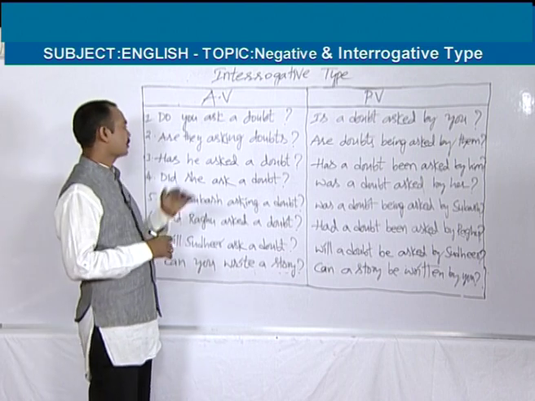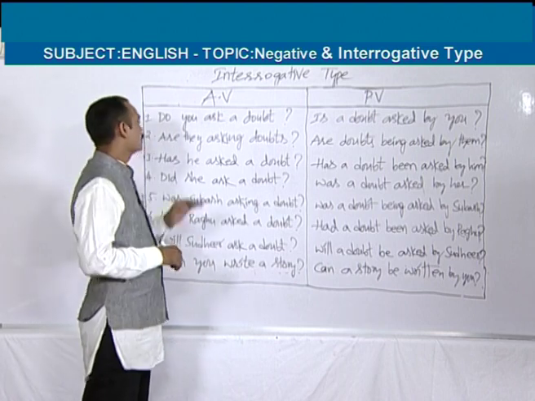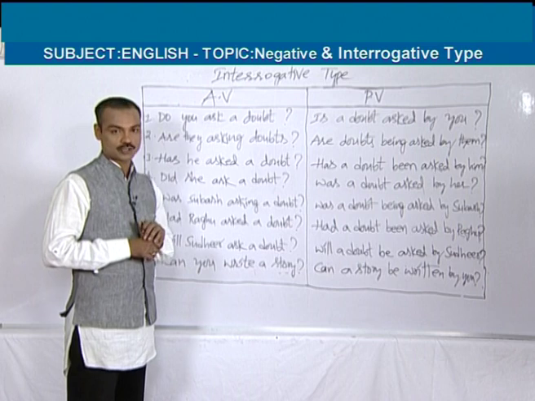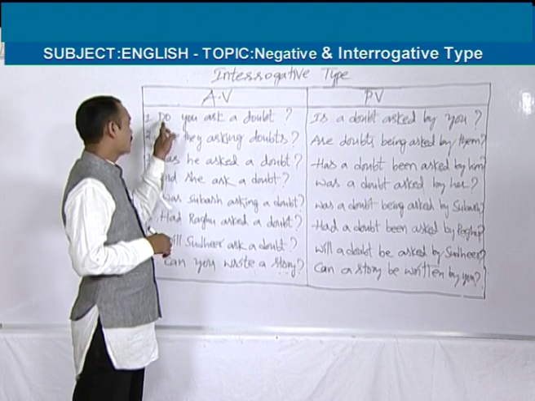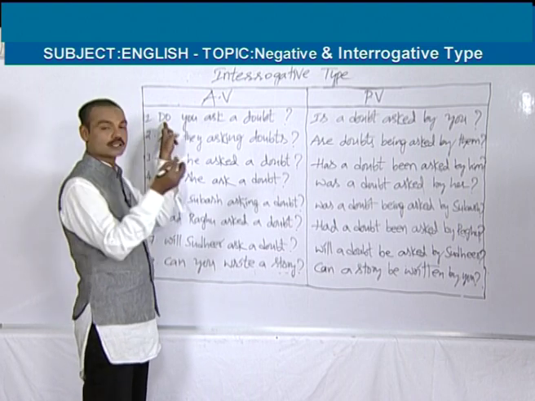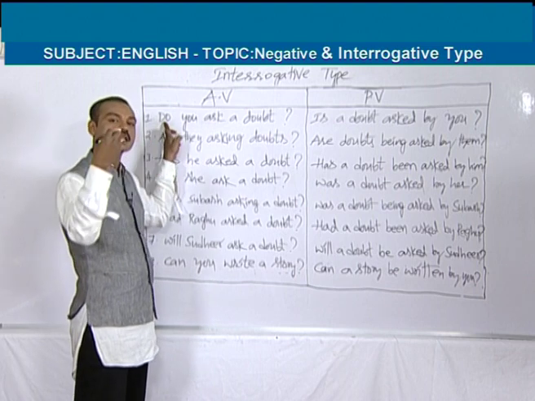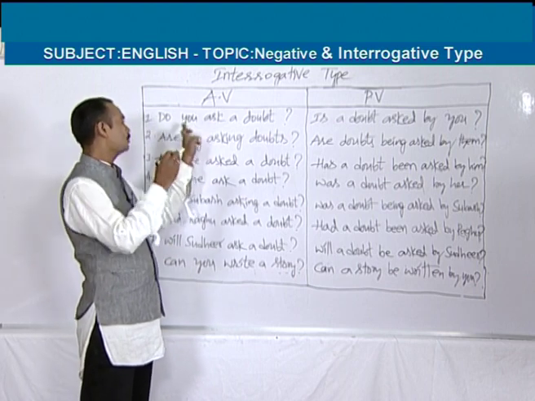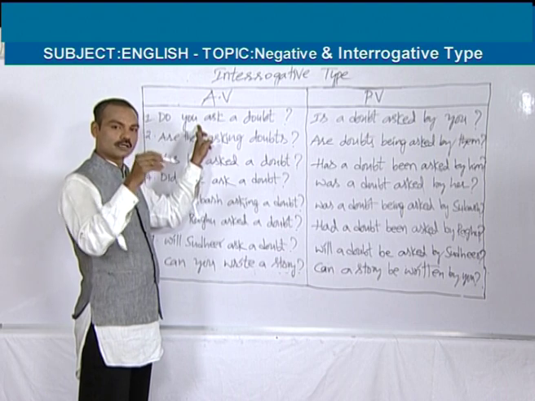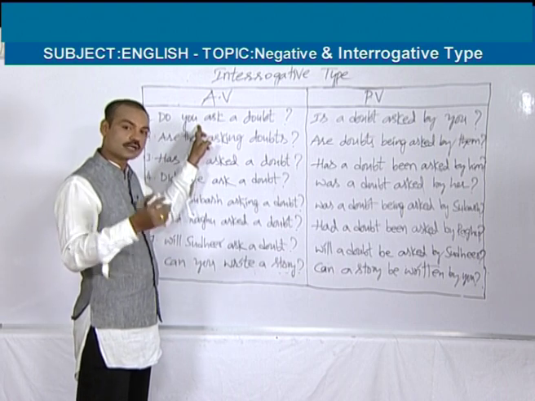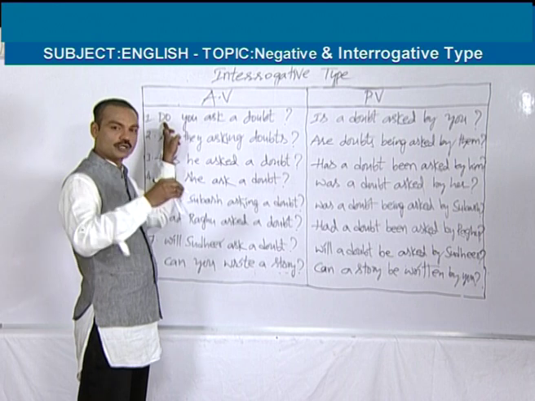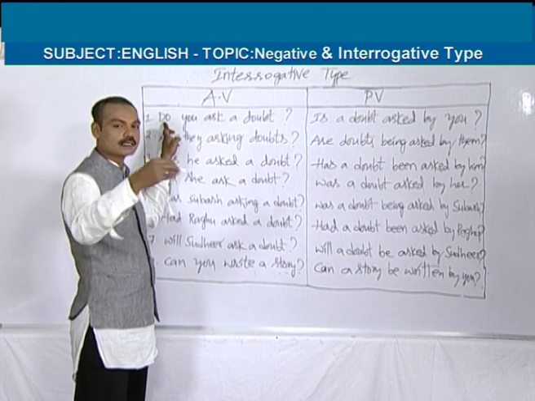Let's see another subject, for example, he. So does he ask a doubt? Does he, not do he. Do should be used before I, you, they and any plural subject. Do you ask a doubt? Do they ask a doubt? Do your friends ask a doubt? Like that. So does should be used before singulars like he, she and any singular name.